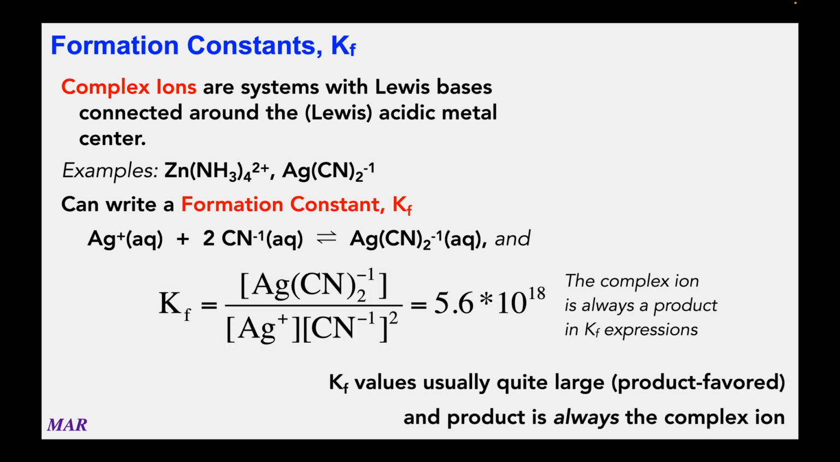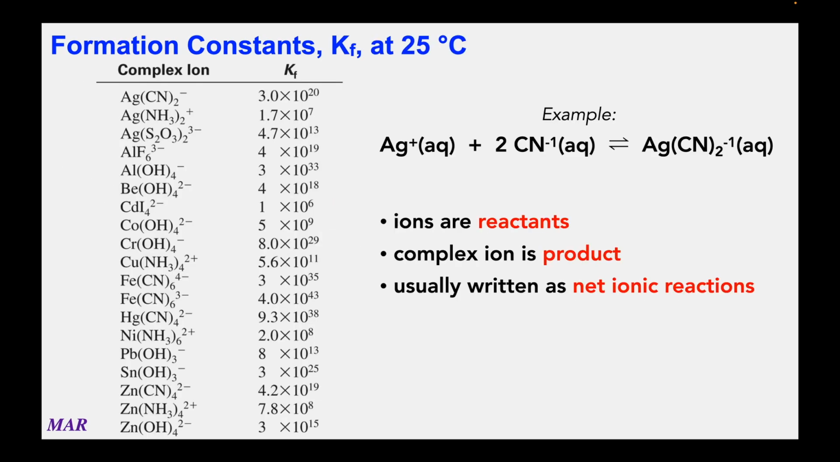Kf here will be, again, complex ion on top, the ions that go into it on the bottom. So Ag(CN)2 minus on top, silver plus on the bottom, CN minus on the bottom, squared. Kf comes out to be 5.6 times 10 to the 18th. Again, super product favored. These things are ready to form at just about any notice. Yeah, very, very large. Expect a complex ion, basically, if you know it's out there. This is a table showing some respective Kf values, and again, you can see they're kind of all over the place. But all of them big.